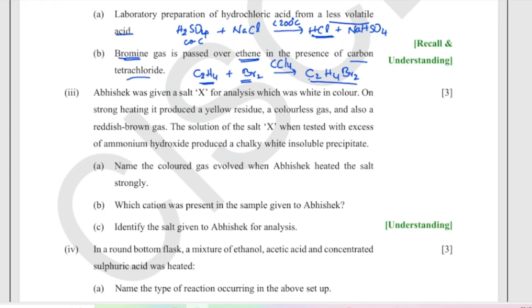The next question is, Abhishek was given a salt X for analysis, which was white in color. On strong heating, it produces yellow residue, a colorless gas, and also a reddish brown gas. The solution of the salt X when tested with excess ammonium hydroxide produces chalky white precipitate that is insoluble.